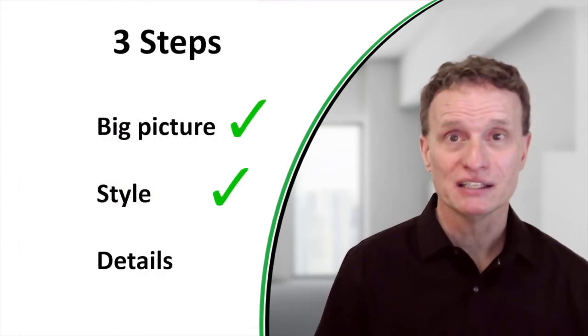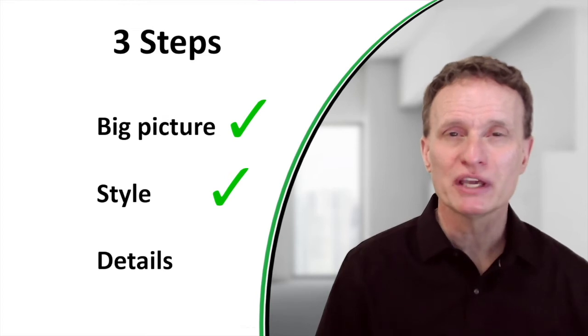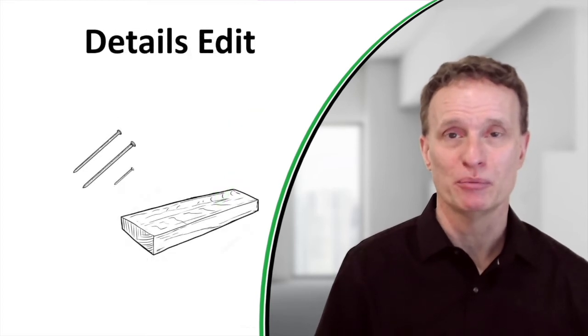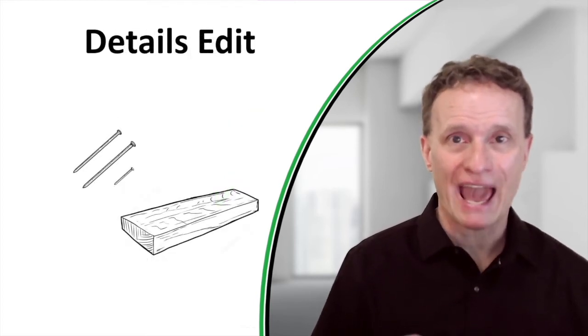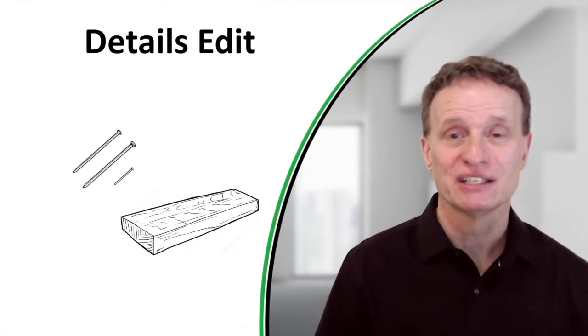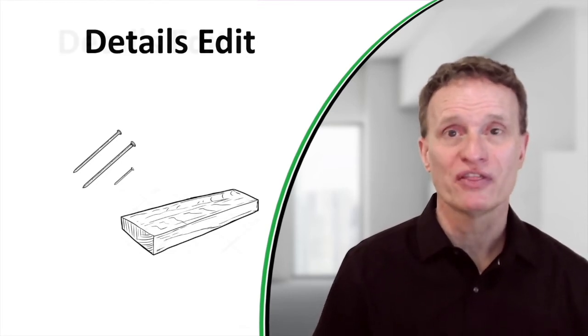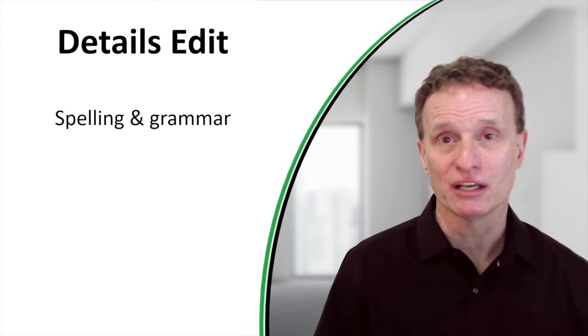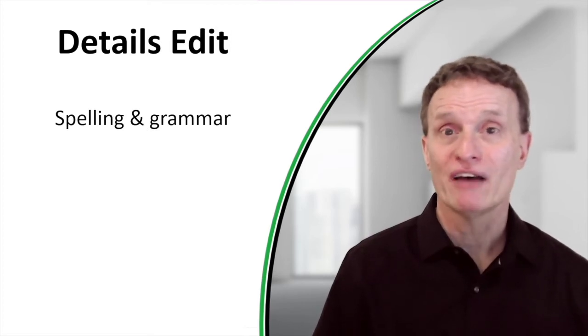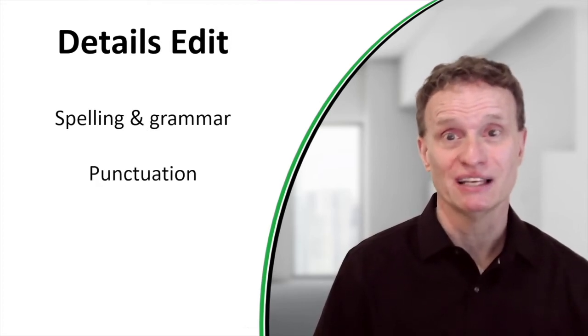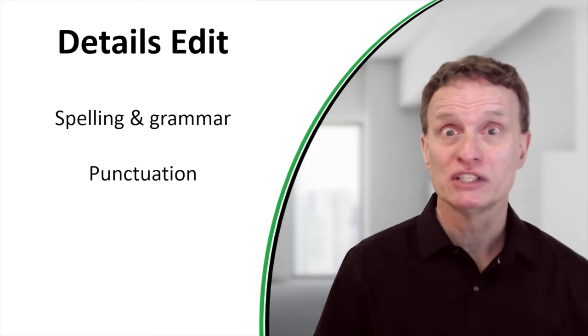Once you finish the style edit, it'll be time to move on to your details edit. So in the details self-editing process, you're really looking at each individual detail of the book. So is everything accurate? Is everything precise? Specifically, what you look for are things like, are you using proper spelling? Are you using proper grammar? Do you have the right punctuation in each sentence?